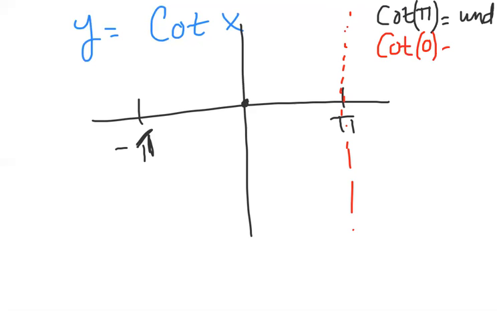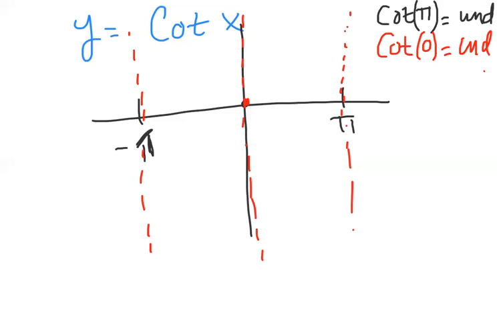Remember, this is cosine over sine. At 0, cosine is 1 and sine is 0. So again, this would be undefined, guys. So right here, this represents another vertical asymptote. Right here is also another vertical asymptote, guys. You see what I'm talking about? So be very careful with this.